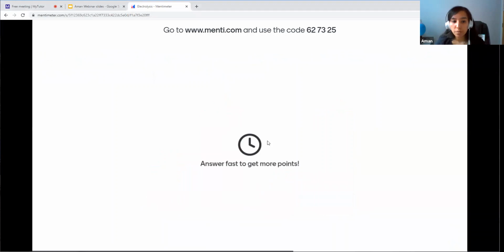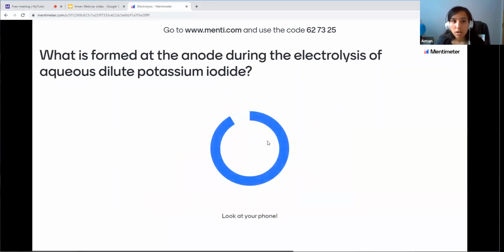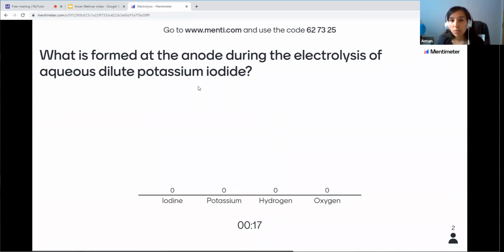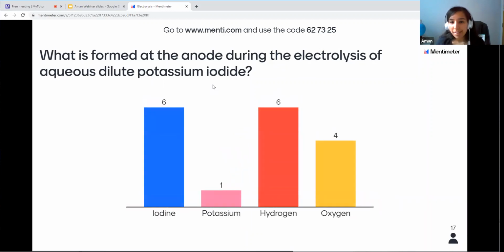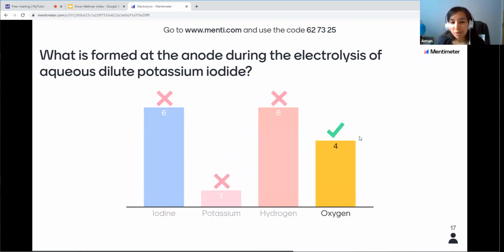The next question should be coming up now. What is formed at the anode during the electrolysis of aqueous dilute potassium iodide? Two key words: aqueous, dilute. That's all I'm going to say. That's your clue. Aqueous and dilute. So what's formed at the anode during the electrolysis of aqueous dilute potassium iodide? 3 seconds. And the answer is oxygen, which most of you didn't get.